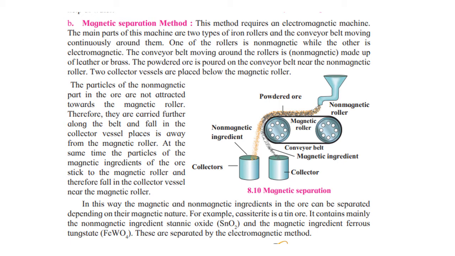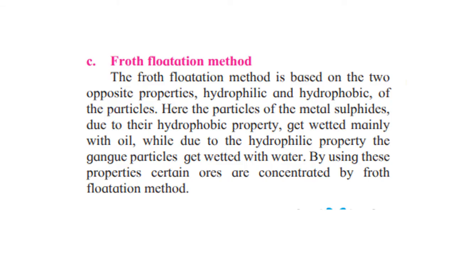In this way, the magnetic and non-magnetic ingredients in the ore can be separated. For example, if the cassiterite is a tin ore, it contains mostly non-magnetic ingredient like SnO2, that is stannic oxide, and magnetic like ferrous tungsten. Now here what happens, the non-magnetic part and the magnetic part get separated.